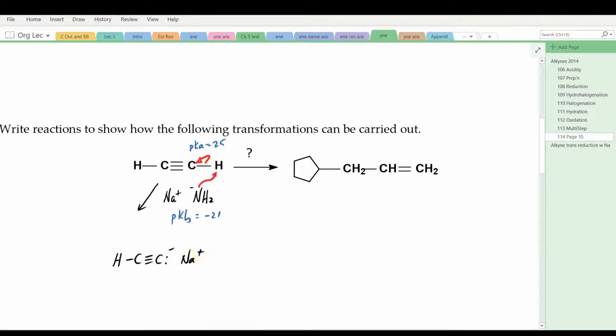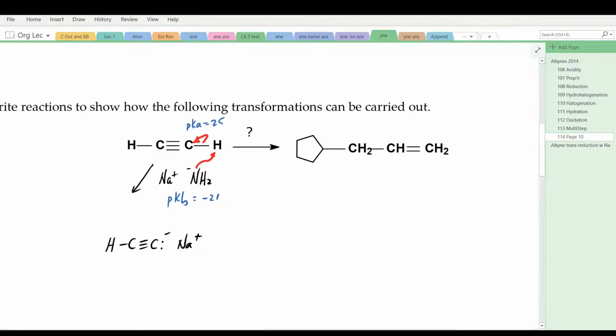And ammonia, but we're not worried about the ammonia. Now, the alkynide itself is still a strong base, not as strong as the amide, but still significantly strong. Its pKb is -11, and all strong bases are good nucleophiles. So our next step then would be to combine this with a primary alkyl halide.